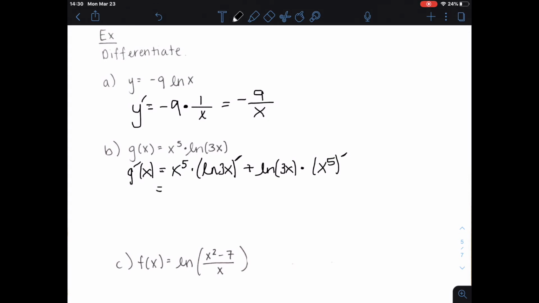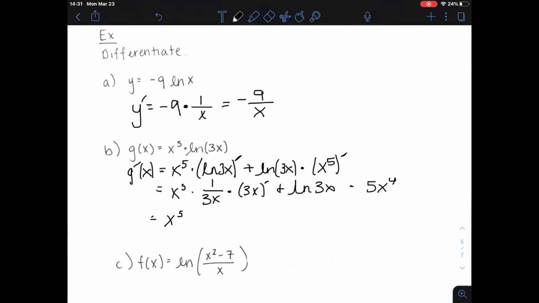Now we've got to be careful. We don't have just x inside this natural log. So we get x to the 5th. Derivative of natural log of 3x is you get 1 over this function. But chain rule tells you you've got to multiply by the derivative of this because it's no longer just x. And then in the second one, you get natural log of 3x. The derivative of x to the 5th is just power rule, so it's 5x to the 4th.